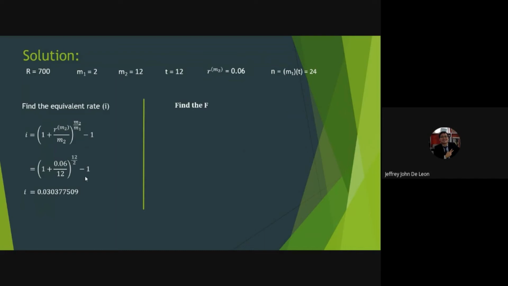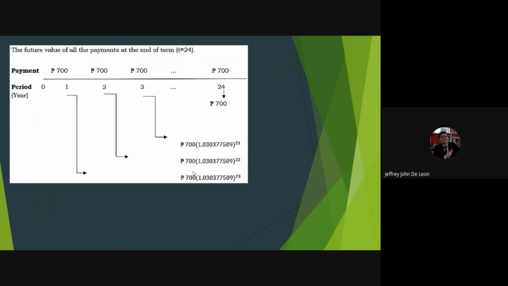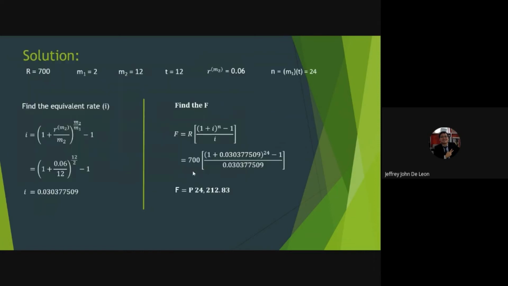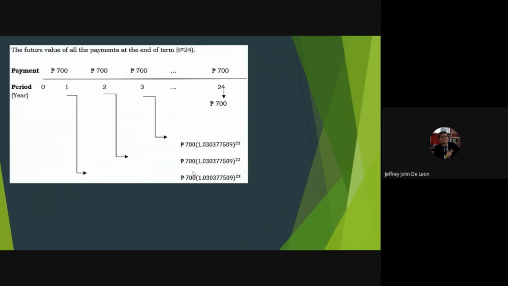Now we can find the future value. Using this formula, again, substitute all the values that we have. R is 700, 1 plus i is here, we have solved it already. n is 24. So F, or the future value, is 24,212.83. Using the time diagram, let's see if we have the same answer.